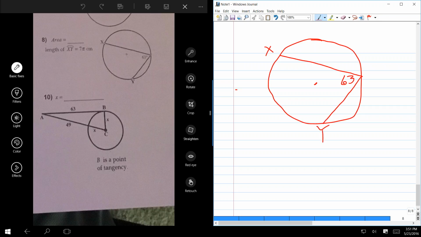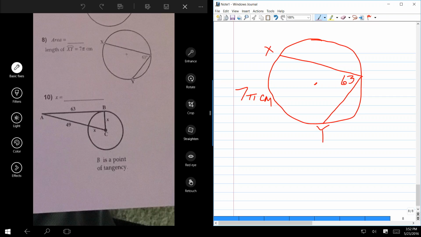This is 7 pi centimeters, meaning it's an arc length, not a measurement of an arc. So, any idea on what our first step would be? Finding the area of this, I have no clue. This is a hard one. Yeah, to find the area, we're going to need the radius. To find the radius, we could use the circumference. If we had the circumference, we would find the radius.